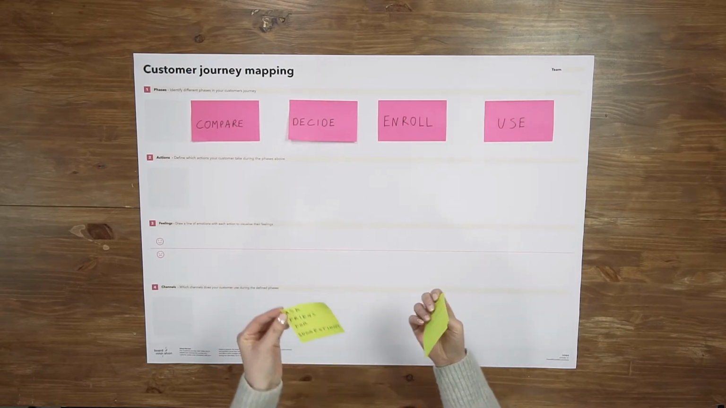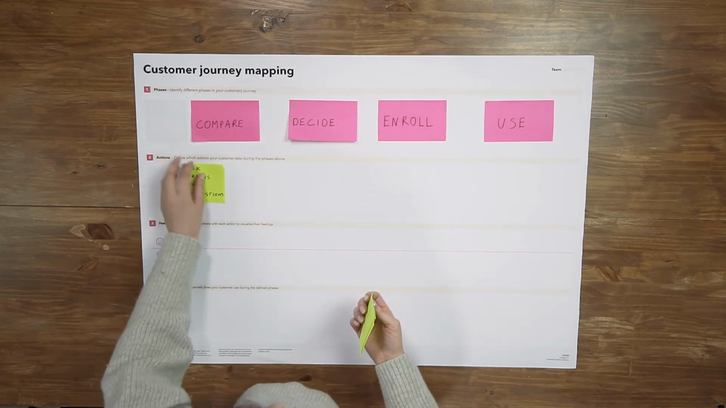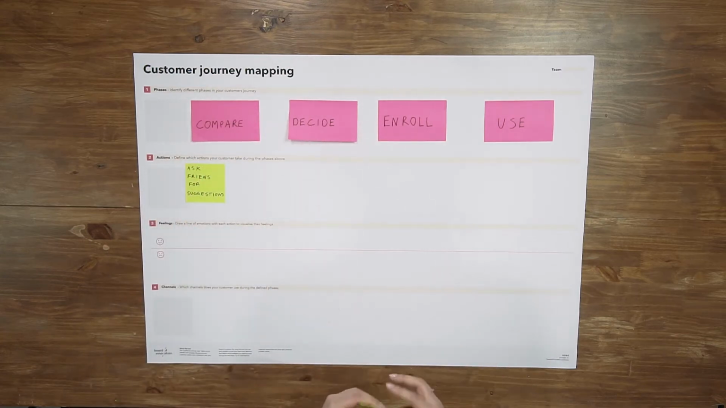have shared with us that they will ask friends for suggestions. Actually, millennials are very social and they really rely on their friends and their opinions about things to decide what is most important and what is most relevant for them.